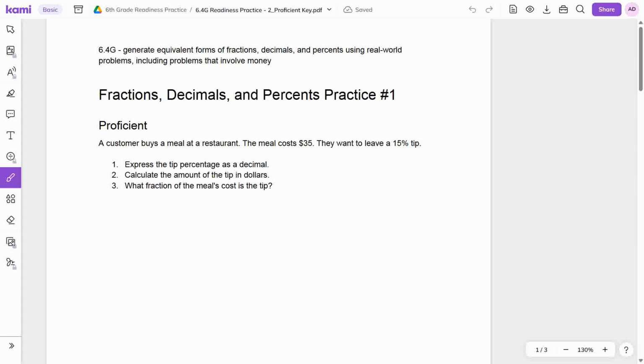So we have a customer at a meal. The meal costs $35 and they must leave a 15% tip. So first, let's express the tip as a decimal. Okay, so how do I change 15% to a decimal?